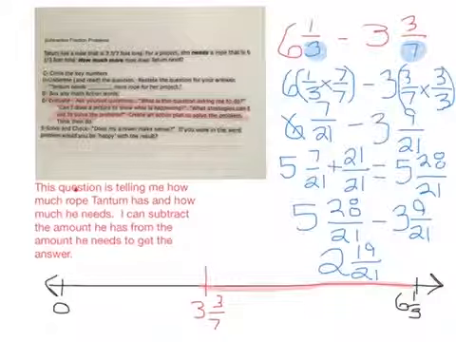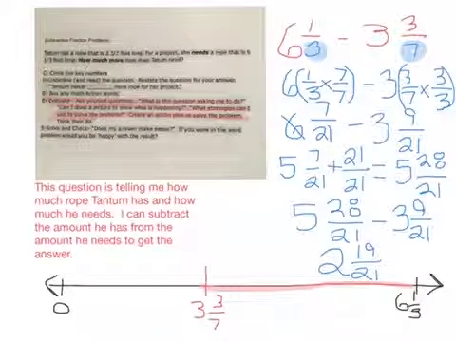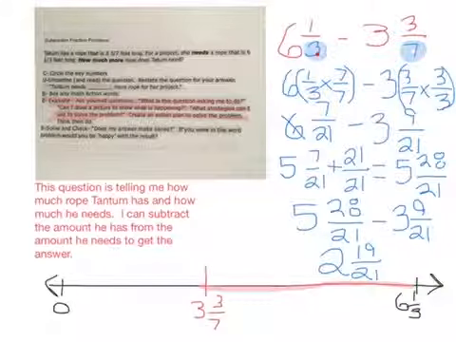This question is telling me about how much rope Tantrum has and how much he needs. I can subtract the amount that he has from the amount that he needs to get the answer. I drew a picture here of a number line. This is how much he has, and this is how much he needs. So I can subtract this from this to figure out what's in the middle. That's the difference.